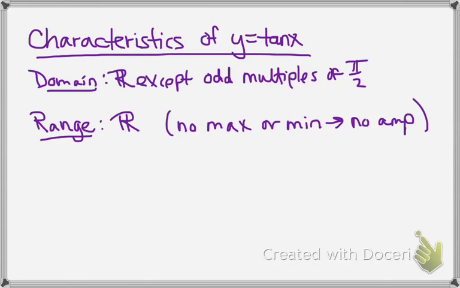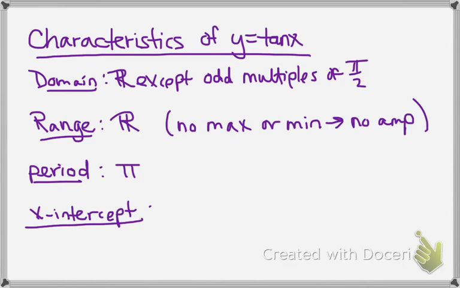So when asked to identify things, when it says amplitude, just say does not exist or none, because there is no amplitude on a tangent graph or tangent function. The period now is a little bit different than that of the sine and cosine. The period for sine and cosine was 2 pi. The period for tangent is just pi, because it only takes pi units to get from one asymptote to the next asymptote.